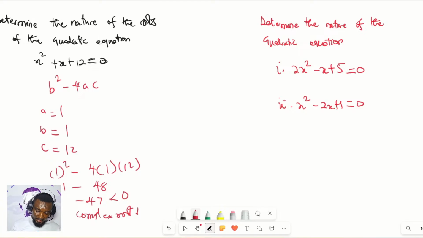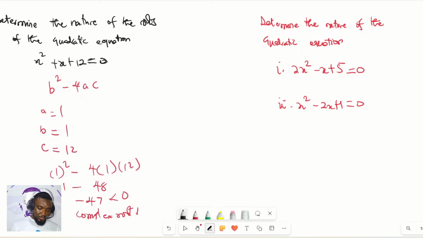So solve this. Determine the nature of the quadratic equations here. We'll not solve this, I want you to solve it yourself. When you tell me the nature, write it here. What is the nature of the quadratic equation for I? And what is the nature of the quadratic equation for II? So let's look at the nature of the quadratic equation for I.